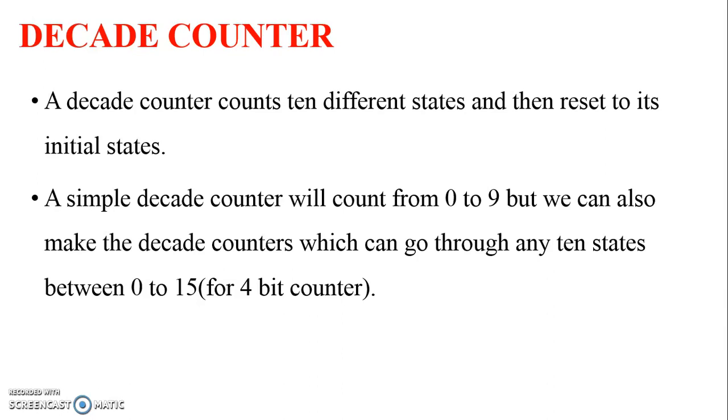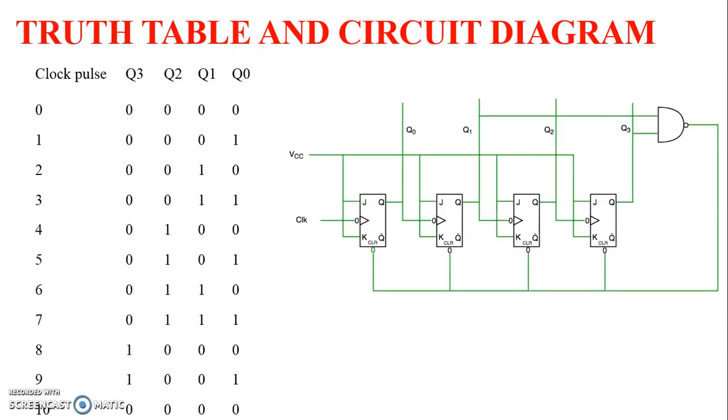So it is suitable for a 4-bit counter. This is the circuit diagram of the decade counter, and this is the truth table of the decade counter. After reaching the 10th clock pulse, it automatically resets to the starting state. So it keeps on counting the clock pulses.